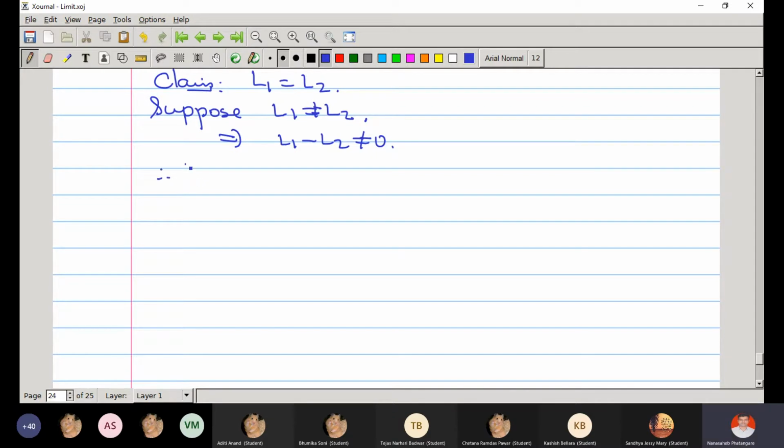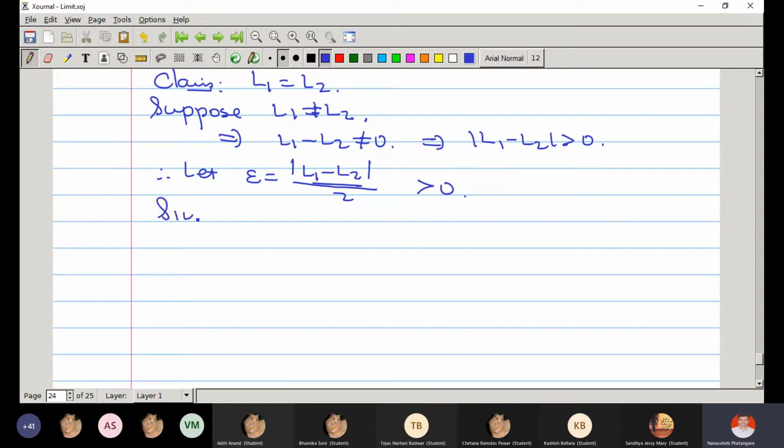So let epsilon be equal to the absolute value of L1 minus L2 divided by 2. So is it a positive quantity now? Yes, sir. Right, if two numbers are not equal, then their difference may be positive, may be negative, but if we take the absolute value, it is certainly positive. So this is a positive quantity.